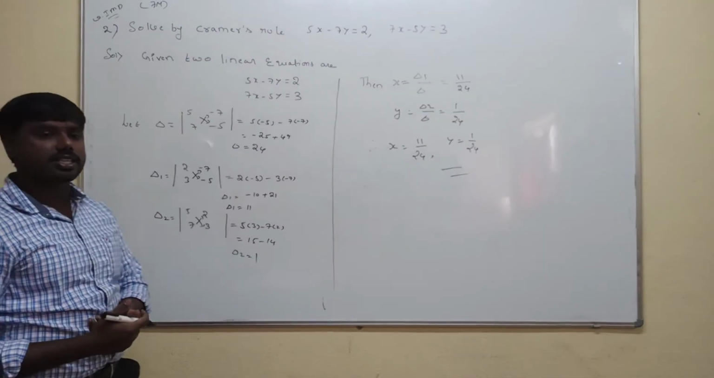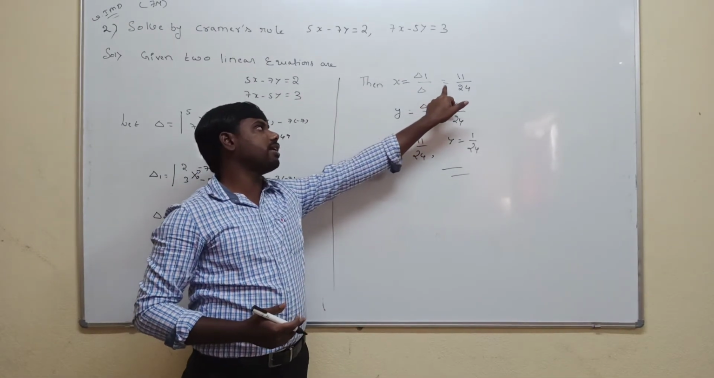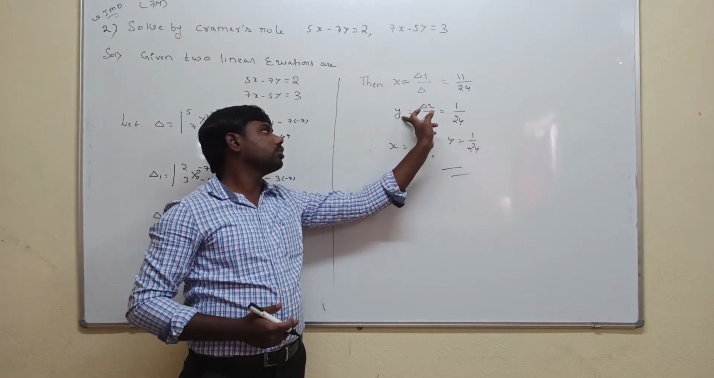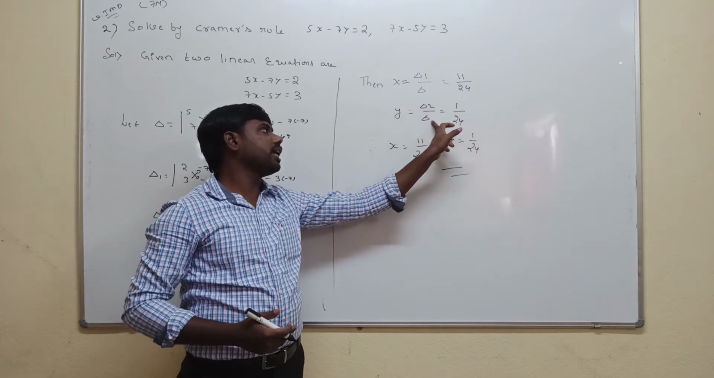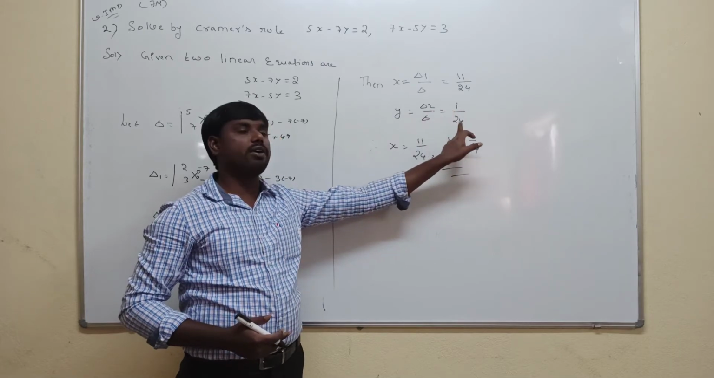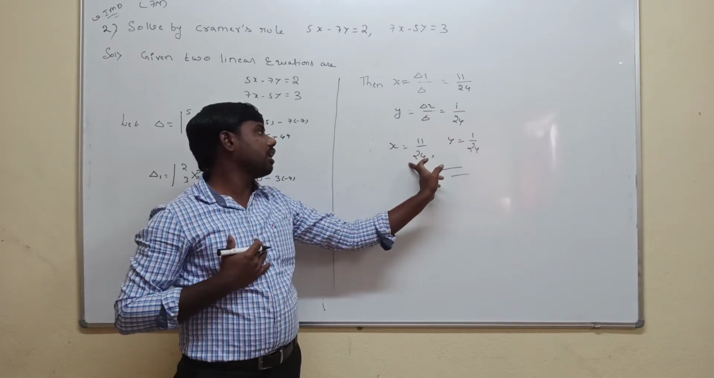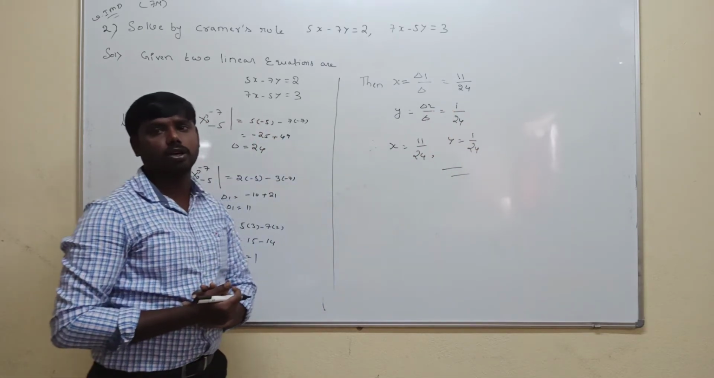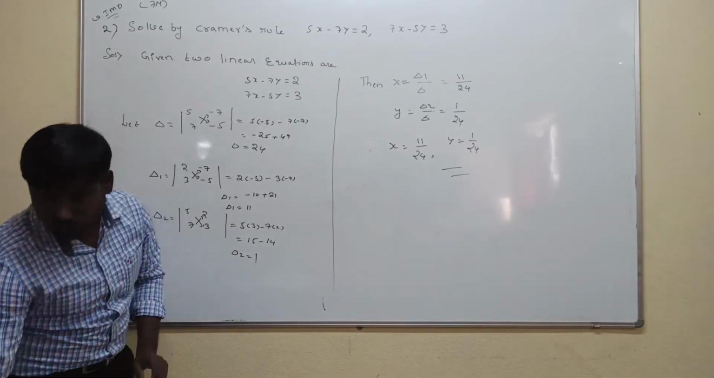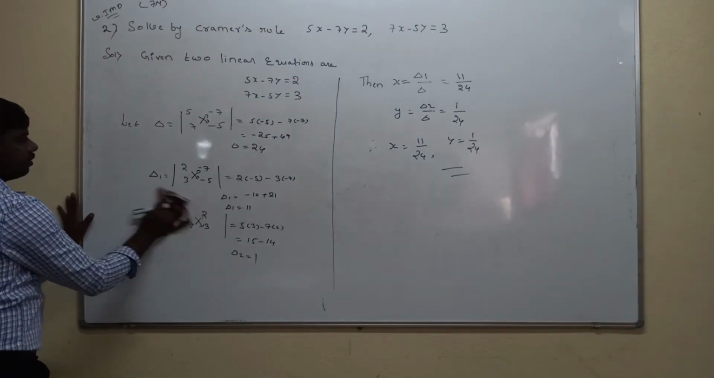After that, what is the condition? Next condition, x is delta 1 by delta, 11 by 24. So y condition is delta 2 by delta. Delta 2 value is 1, delta value is 24. So finally we got the x y values. So everyone understood? Next we are going to the third problem.